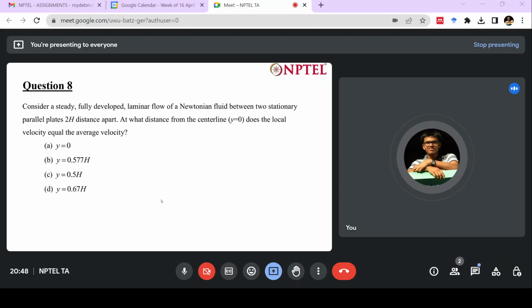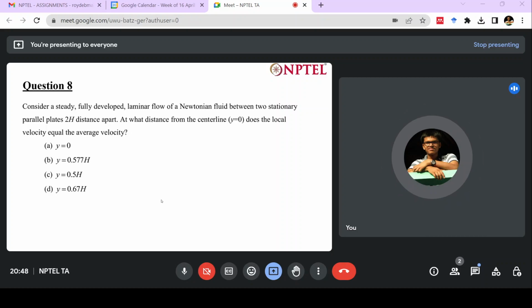So let's discuss this question now. Consider a steady, fully developed laminar flow of a Newtonian fluid between two stationary parallel plates, and the distance between the parallel plates is given as 2h. Then at what distance from the center line does the local velocity equal the average velocity? So this is an interesting question.